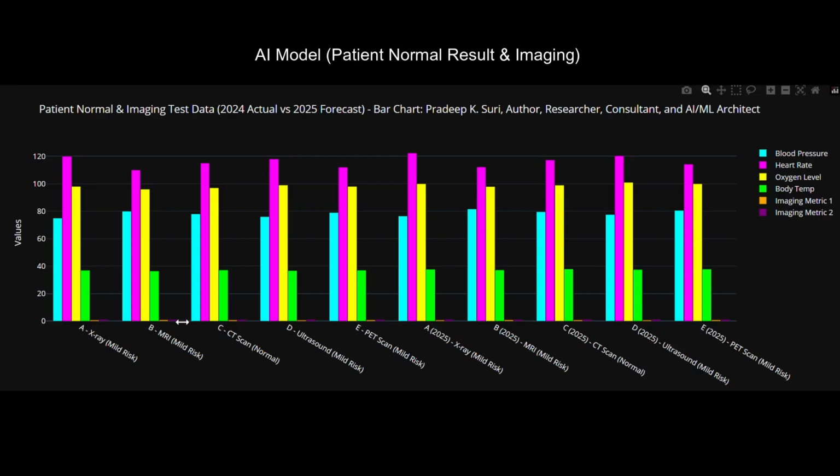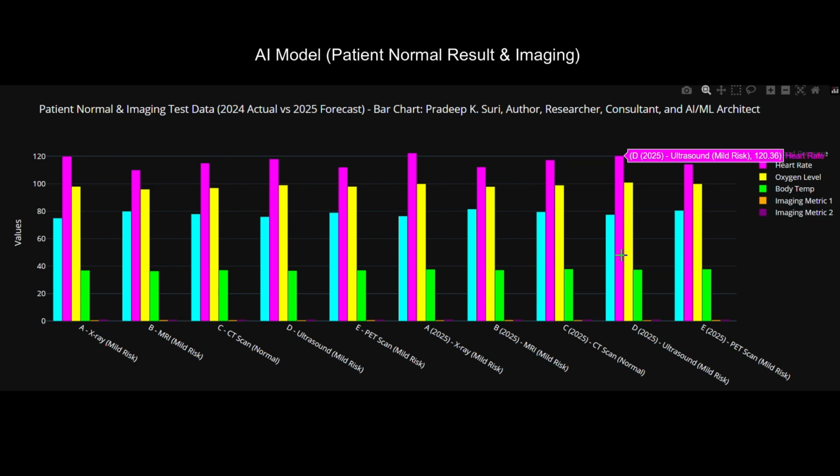Each health parameter and imaging metric is color-coded for clarity. The chart includes a title crediting Pradeep K. Suri as the author, researcher, consultant, and AI/ML architect. The dark-themed visualization provides an intuitive comparison of patient health trends over time, highlighting key insights for medical analysis. Python model can be used with actual patient data for AI-based medical analysis.